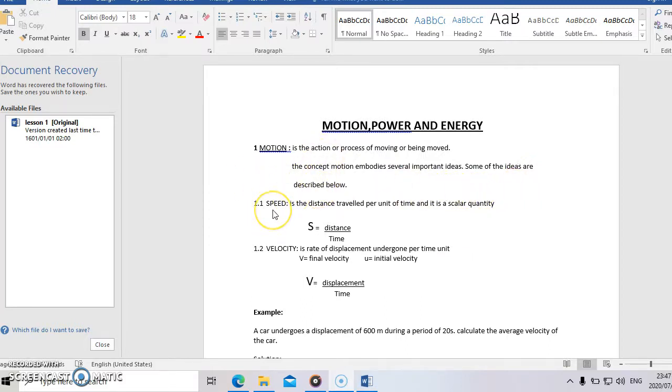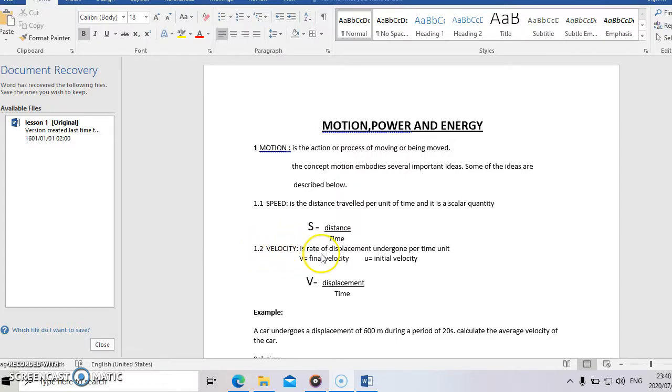The first one, we've got speed. Speed is the distance traveled per unit of time, and it is a scalar quantity. So how do we get speed? Speed is equal to distance over time. The second idea is velocity.